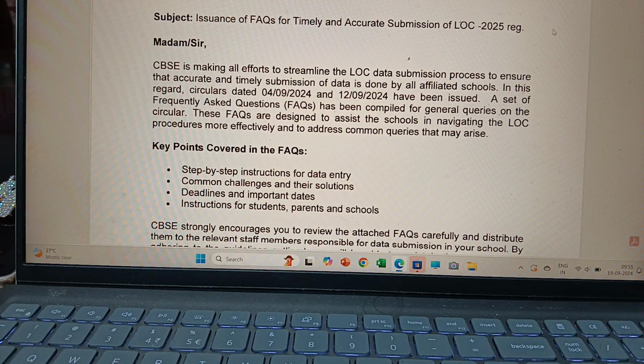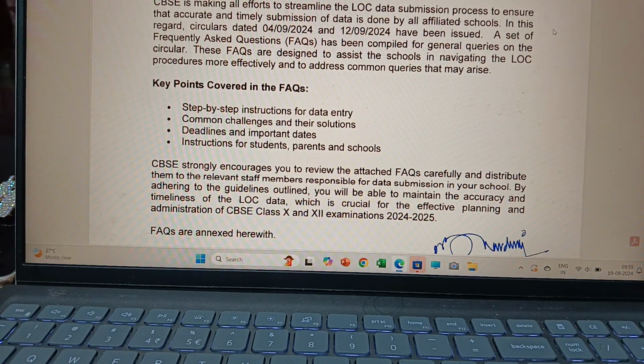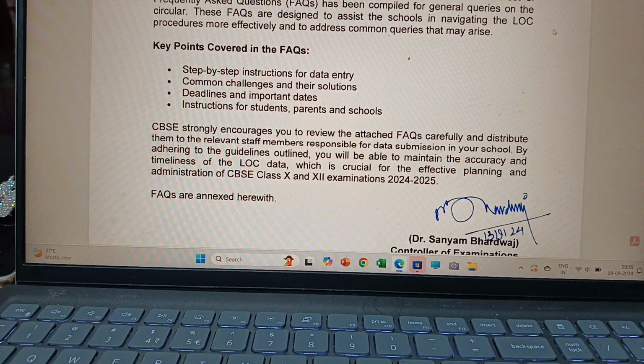These FAQs are designed to assist the schools in navigating the LOC procedures more effectively and to address common queries that may arise. Key points covered in the FAQs: step by step instructions for data entry, common challenges and their solutions, deadlines and important dates. The 4th October is the last date without fine, and with fine, I think it is 5th October to 15th October. Anyway, we can see once more there. Instructions for students, parents and schools.